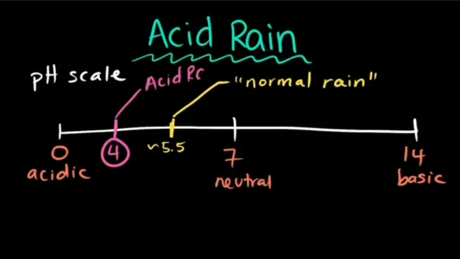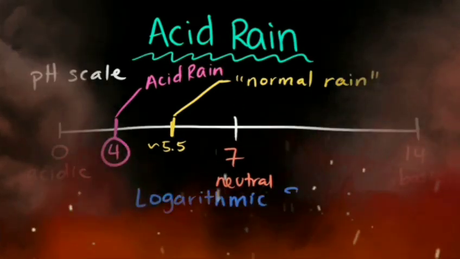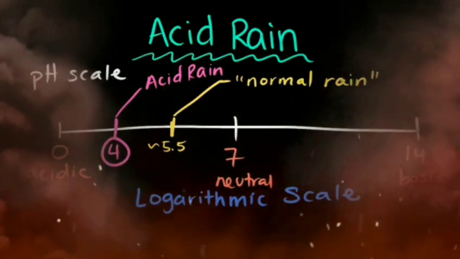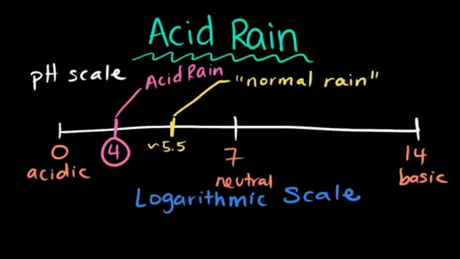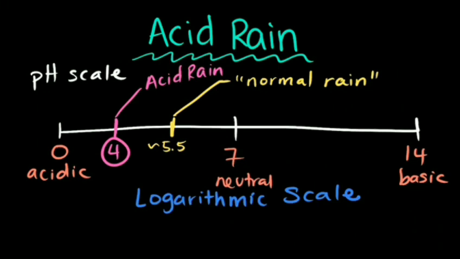Now, this might not sound like a big difference, but remember that this is a logarithmic scale. So each increment, like from 4 to 5, is actually a tenfold difference. So if we're comparing normal rain at about 5.5 and acid rain at 4, that's a pretty big deal. So now the questions are, how does acid rain form? Why does it matter? And what effects can acid rain have on our communities?